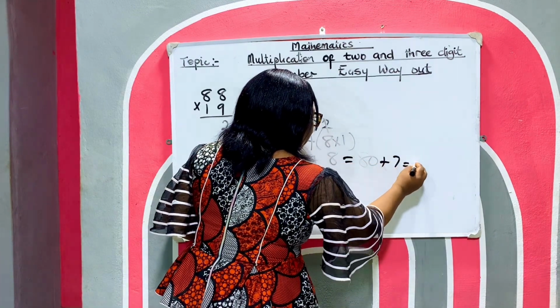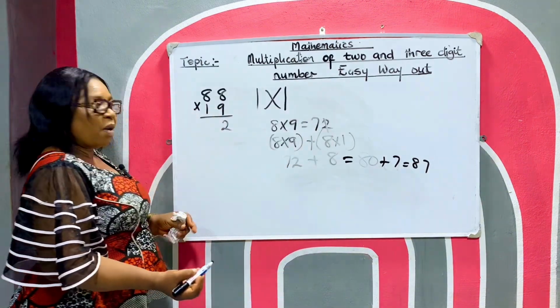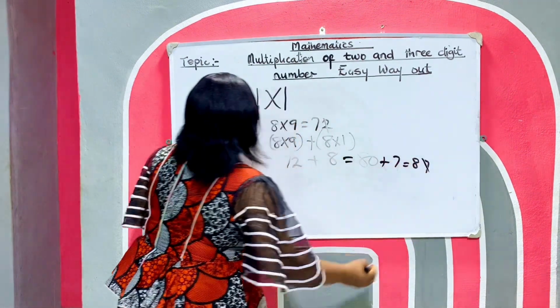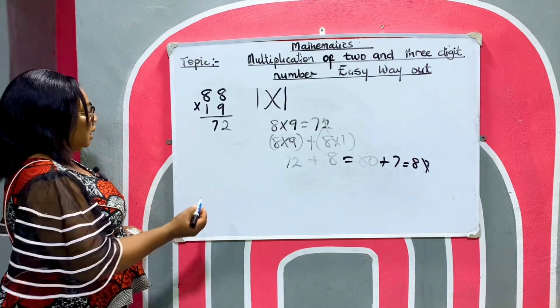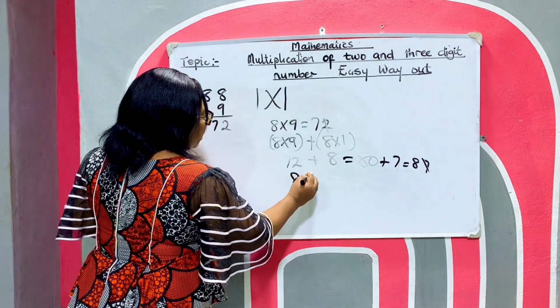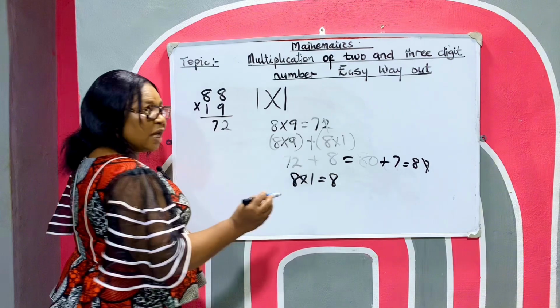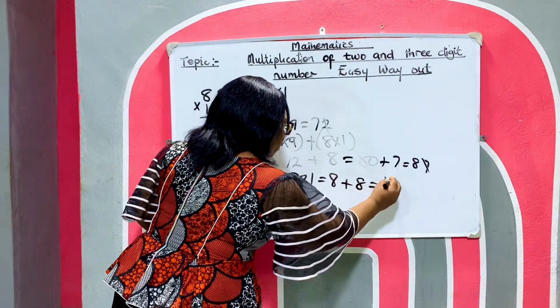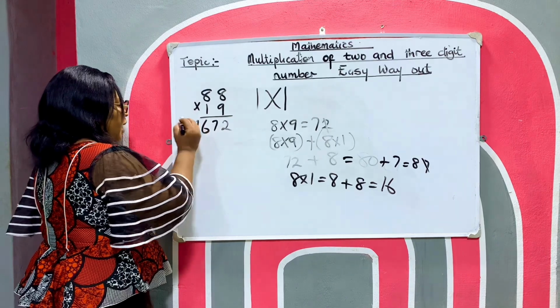plus 7 will give you 87. And when you get that 87, you write 7, remaining 8. Good. Now the last one is 8 times 1. That will give you 8. 8 plus this 8 will give you 16. So you come here and write 16.